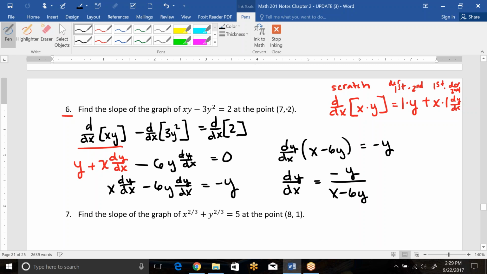And then we want to evaluate at the point where x is 7 and y is 2. So this would be negative 2 over 7 minus 6 times 2. So that's going to be negative 2 over 7 minus 12, so that would be negative 5. Negative over negative is positive. So the slope of the tangent line at the point (7, 2) of this equation is 2/5.